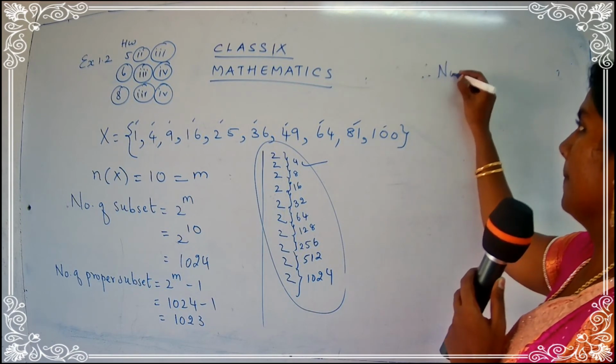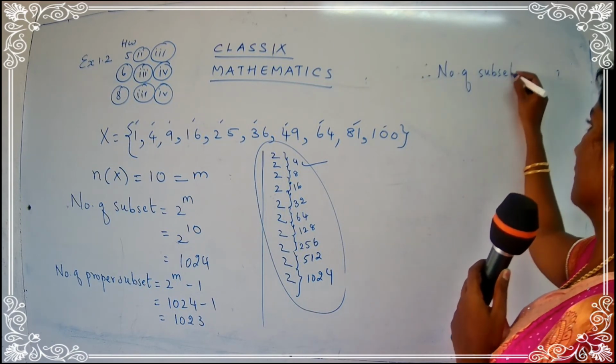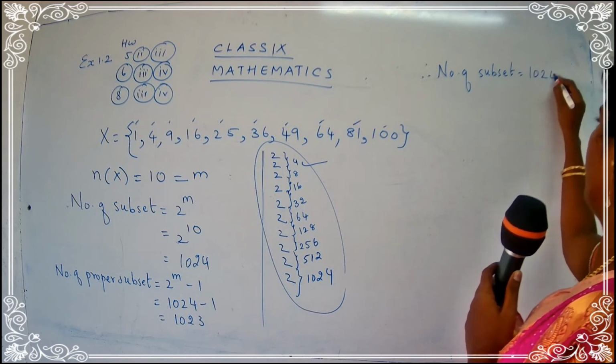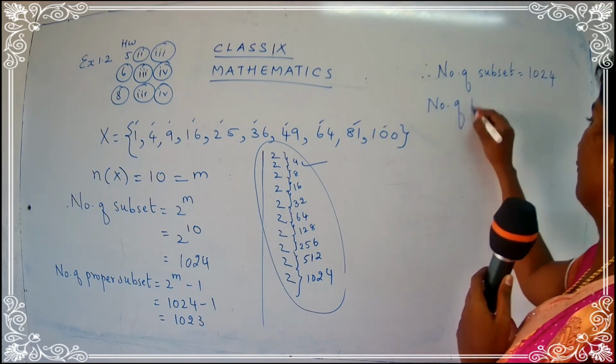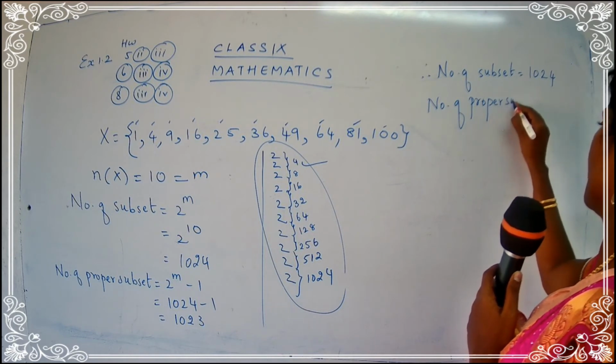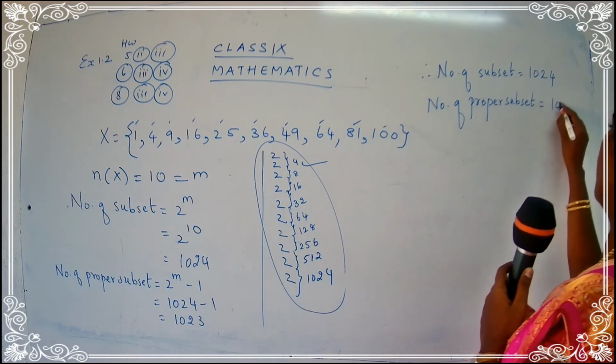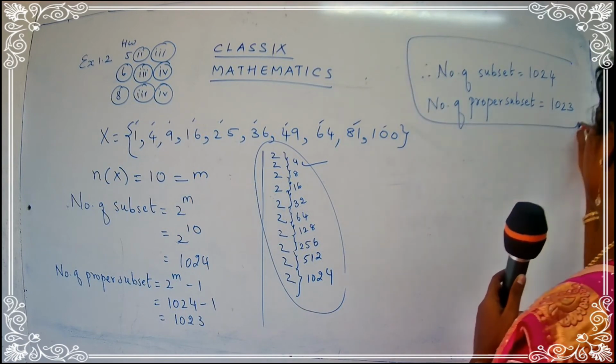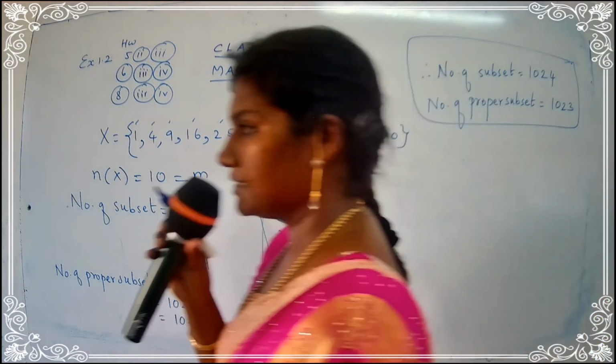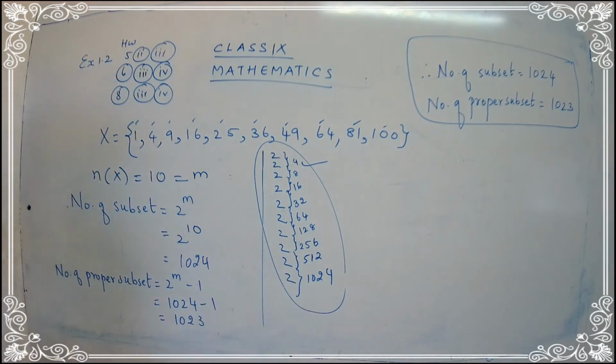Therefore, number of subsets is equal to 1024 and number of proper subsets is equal to 1023. Highlight your answer. Write down the answers, children. So we have found the number of subsets and also the number of proper subsets. I want you to show all the workings that we are doing in the class. Nobody is going to write down the direct answer.